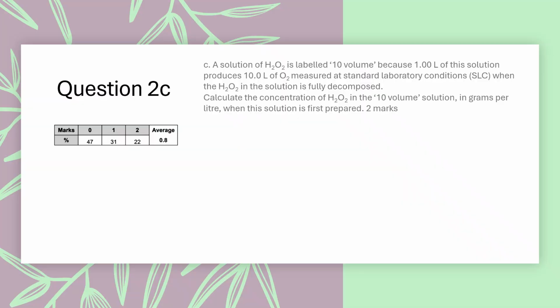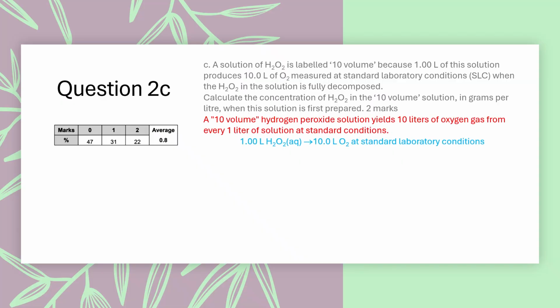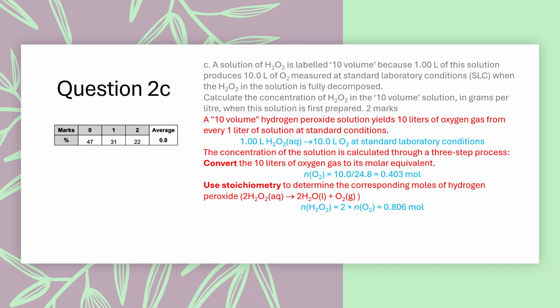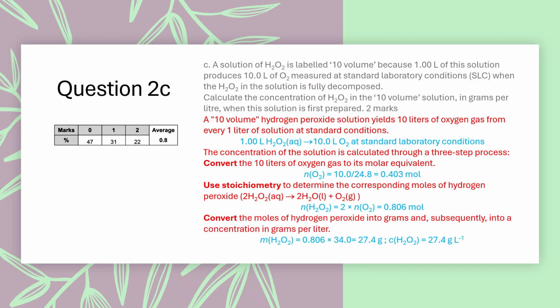A 10-volume hydrogen peroxide solution yields 10 liters of oxygen gas from every 1 liter of solution at standard conditions. The concentration of the solution is calculated through a 3-step process. Convert the 10 liters of oxygen gas to its molar equivalent. Use stoichiometry to determine the corresponding moles of hydrogen peroxide. Convert the moles of hydrogen peroxide into grams and, subsequently, into a concentration in grams per liter.